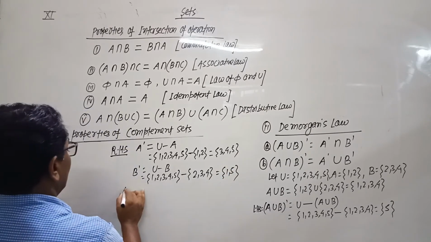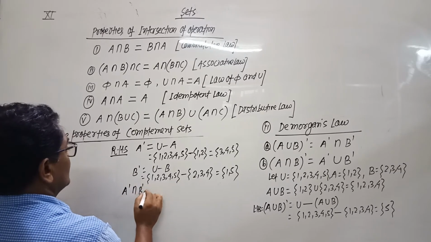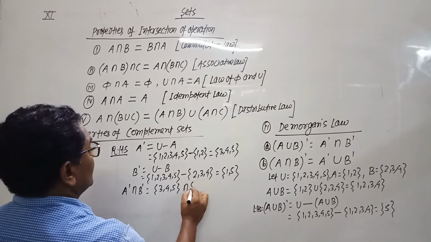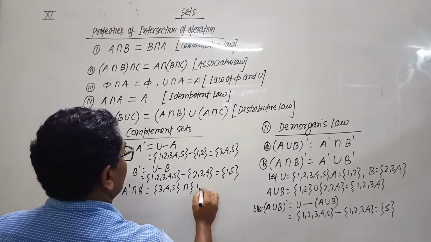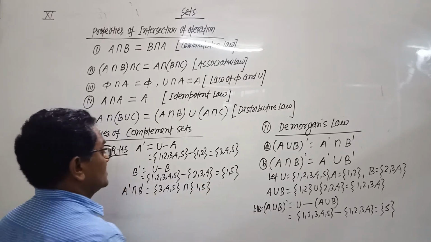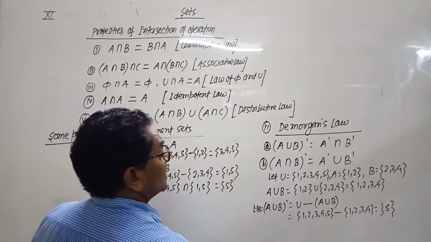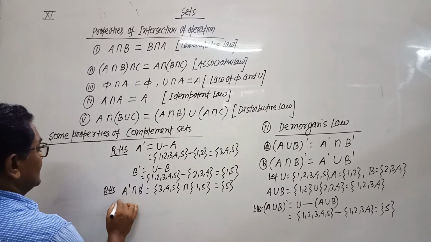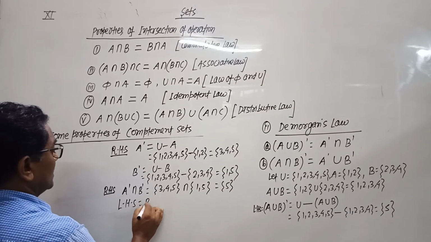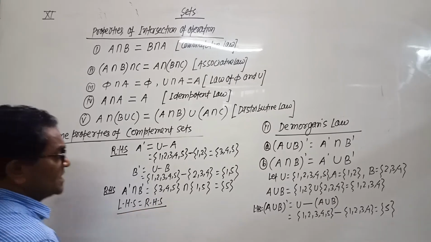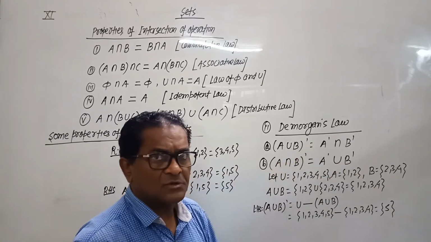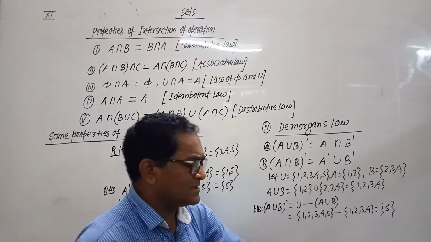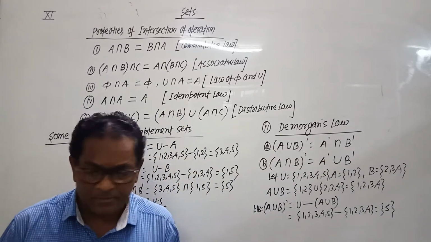Now we have to find A dash intersection B dash. So A dash is 3, 4, 5. Intersection B dash is 1, 5. Then what is common in both the sets? 5 is common. So this was LHS and this is RHS. So we can write that LHS is equal to RHS. So we prove this result: A union B whole dash equals A dash intersection B dash. Similarly, we can prove A intersection B whole dash equals A dash union B dash.